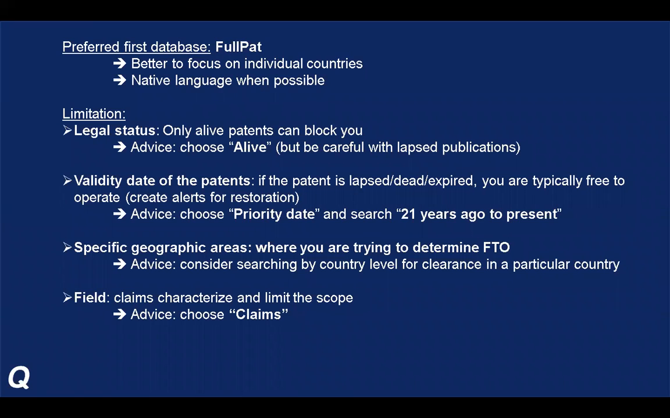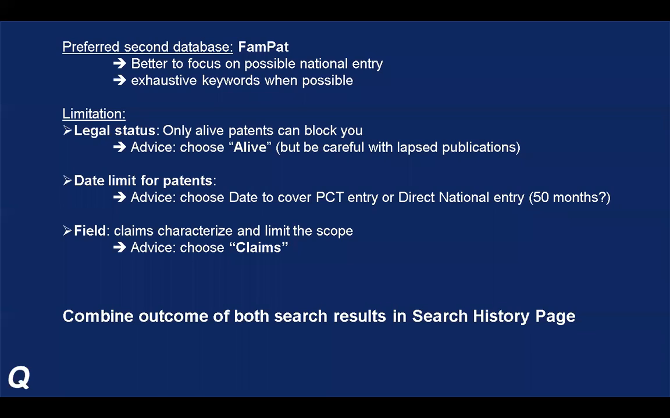Lastly, as everyone agrees that claim search needs to be performed, searches can be done wherein the keyword search is limited to the claims themselves. We also have one more database, a secondary database to prefer, known as FamPat, where an entire family is searched. In this example, we have to focus on possible national entry.